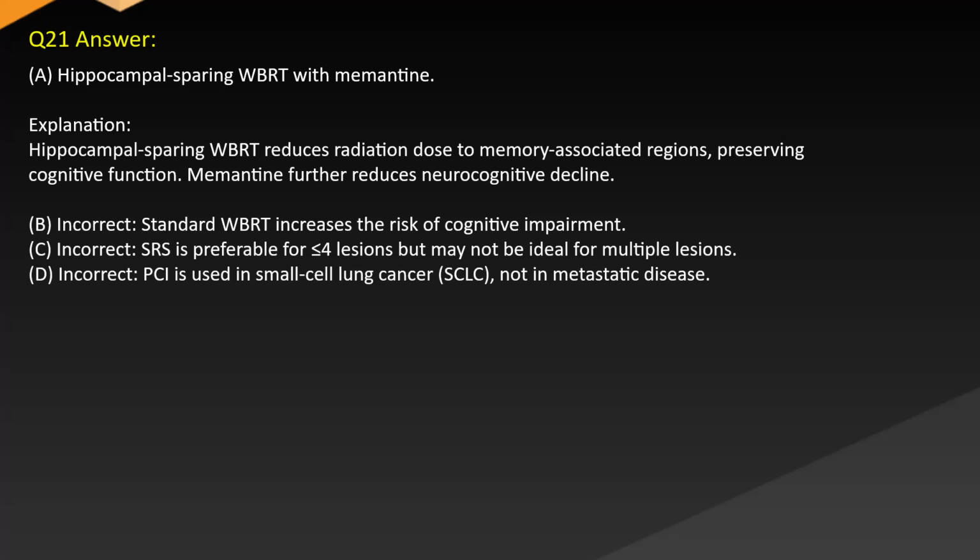Explanation: Hippocampal-sparing WBRT reduces radiation dose to memory-associated regions, preserving cognitive function. Memantine further reduces neurocognitive decline. B. Incorrect. WBRT without hippocampal avoidance increases the risk of cognitive impairment. C. Incorrect. SRS is preferable for 4 lesions or fewer but may not be ideal for multiple lesions. D. Incorrect. PCI is used in small cell lung cancer, not in metastatic disease.